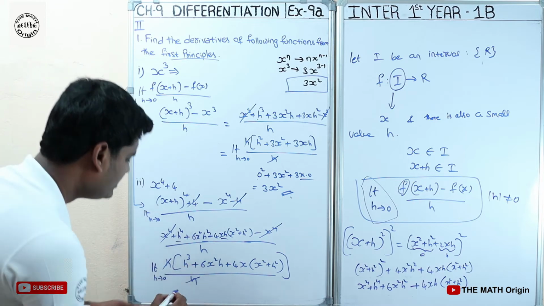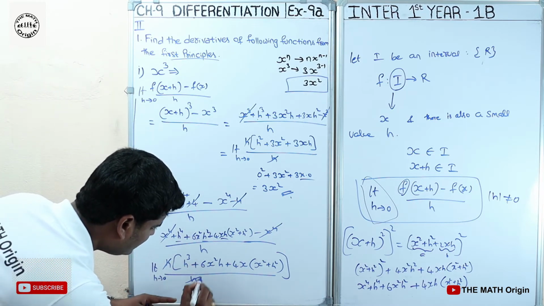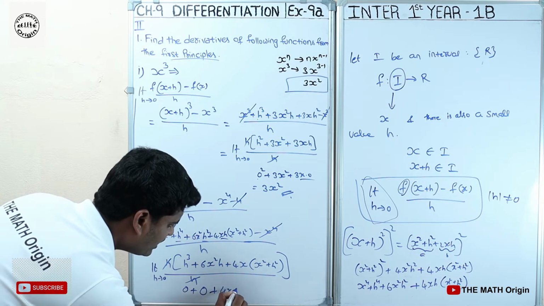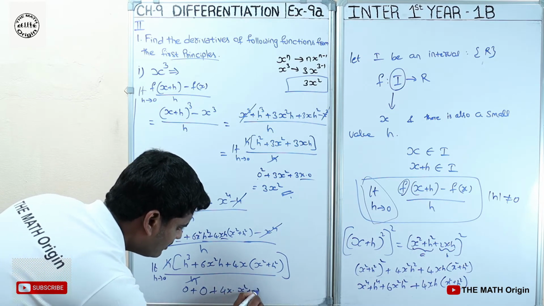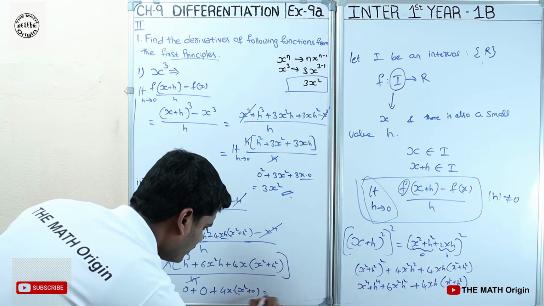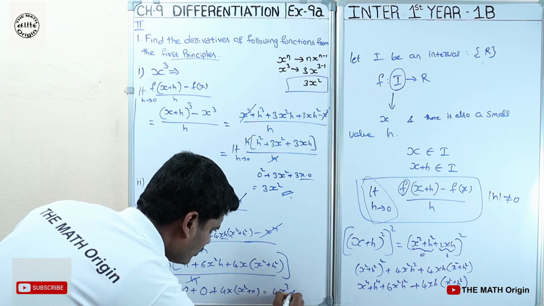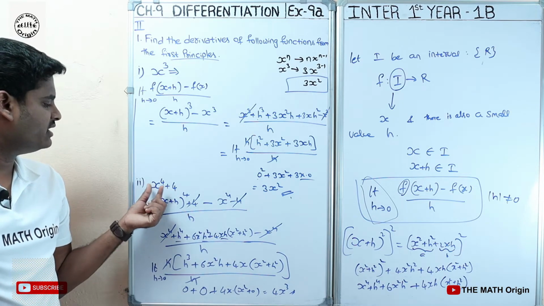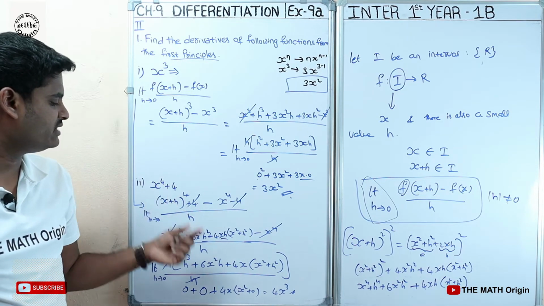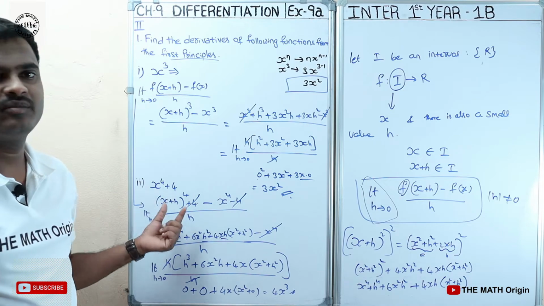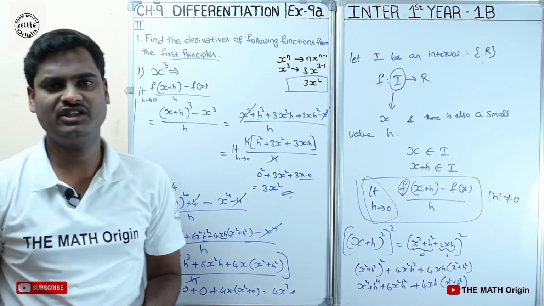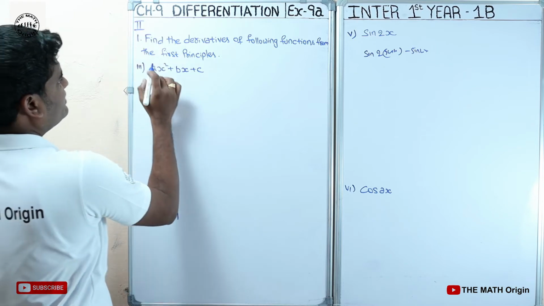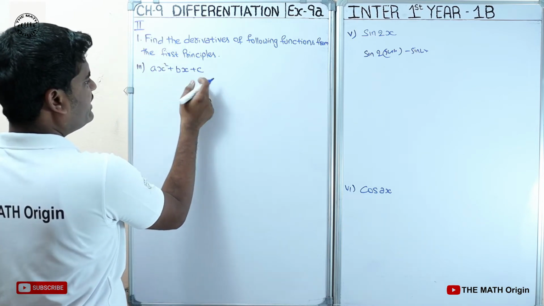If I apply the limit in the equation, that will be 0 plus 6x square times 0, which is also 0, plus 4x into (x square plus 0), which is 4x cube, the simplified derived equation for the derivative of the given function. With this, we completed the second bit from the first question of the second section. Third bit from the first question of the second section, ax square plus bx plus c.